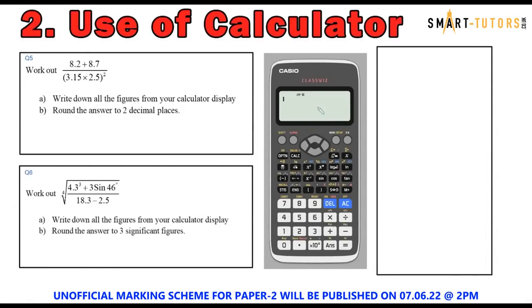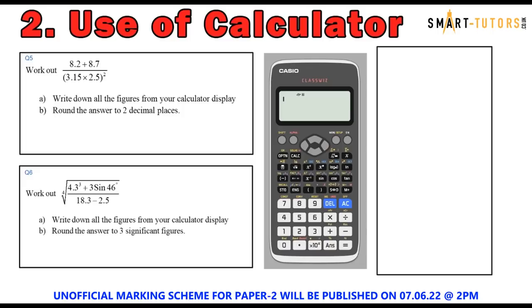Topic number 2, use of calculator. In this topic, the examiner is checking whether you are familiar with the calculator operations: powers, roots, cube roots, sine, angles, and all these fractional icons and symbols in the calculator. The first question: work out 8.2 plus 8.7 over the denominator inside the bracket with squares. Write down all the figures from the calculator display.